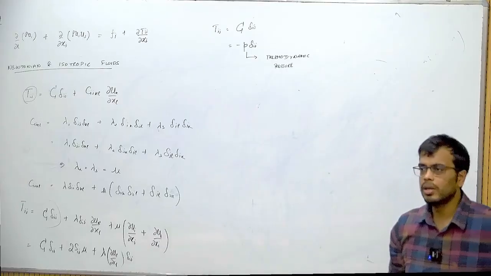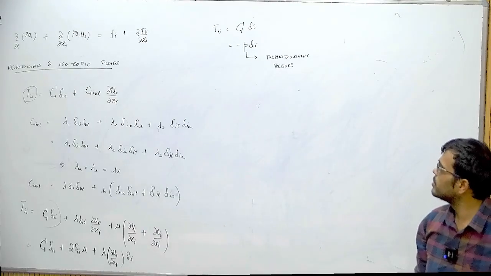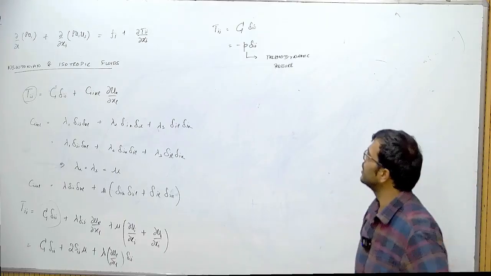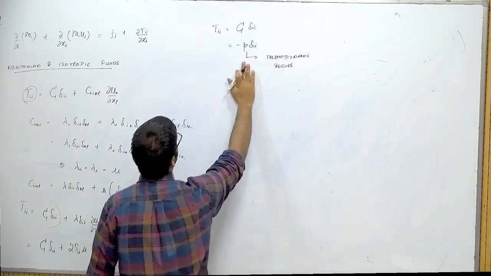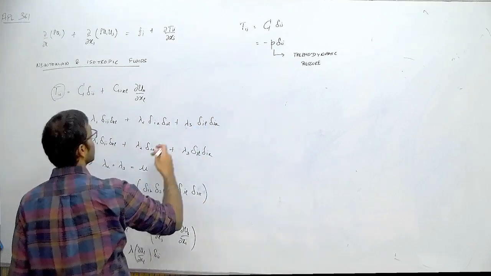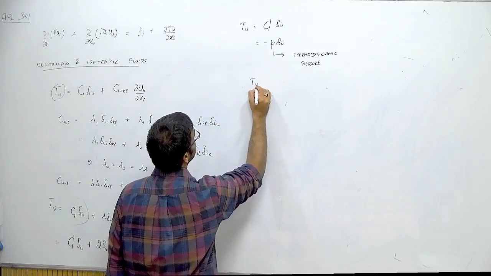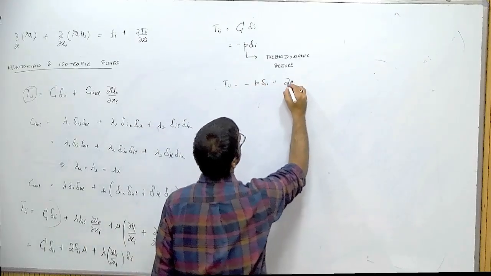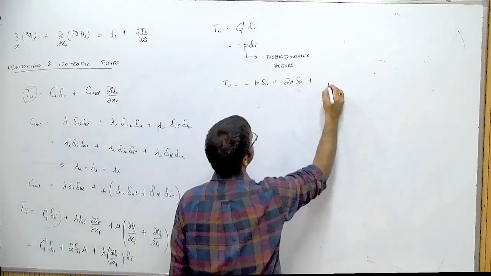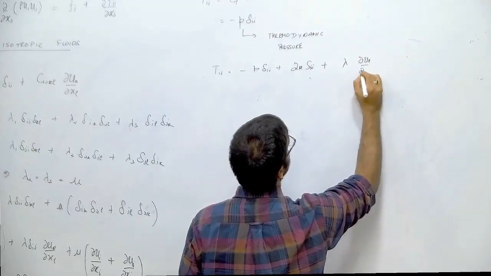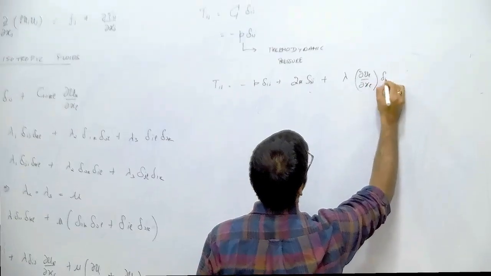Okay, this is your thermodynamic pressure, which is basically due to the random motion of molecules. So this is your Tij when you have a fluid at rest. Now, substituting this in our expression, we write Tij to be minus P delta ij plus 2 mu Sij plus lambda del UL by del XL times delta ij.